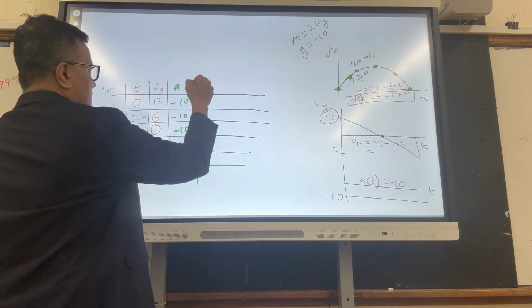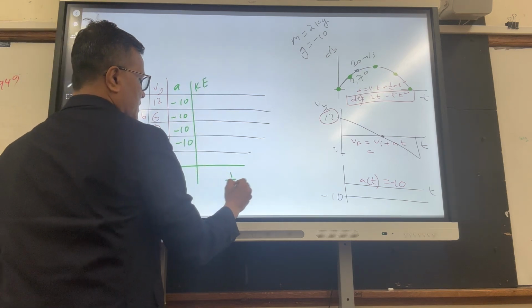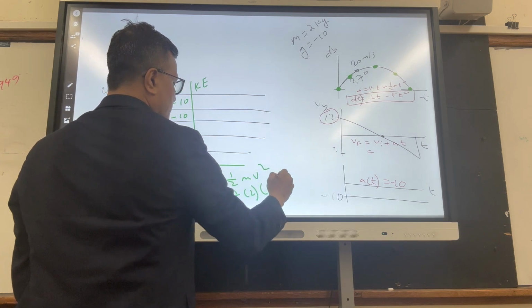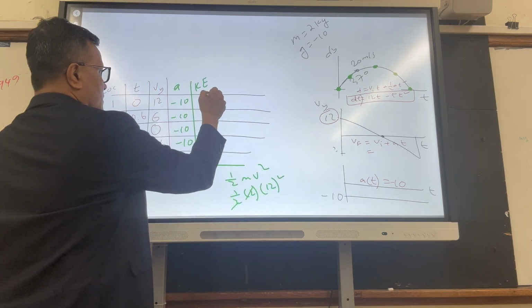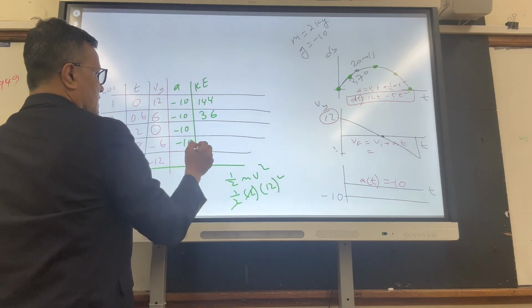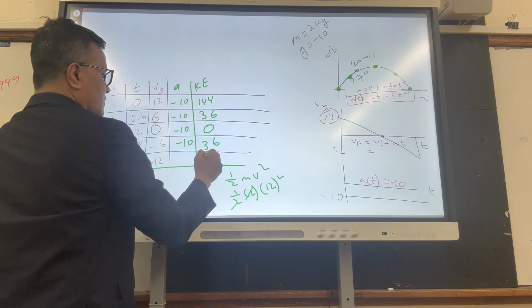After acceleration, what are we going to find? Kinetic energy. Kinetic energy is half mv squared, right? So half m is 2, v is 12 squared. So that gives you 144. And this one is 6 squared, and that gives you 36. And that gives you 0, that 36, that 144.